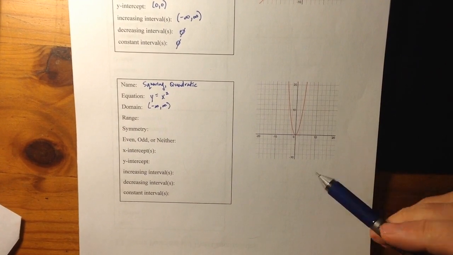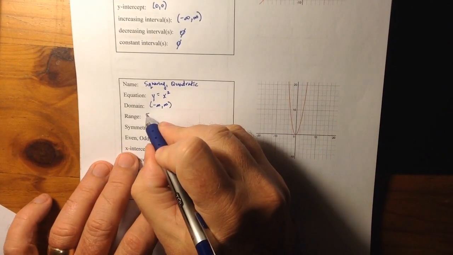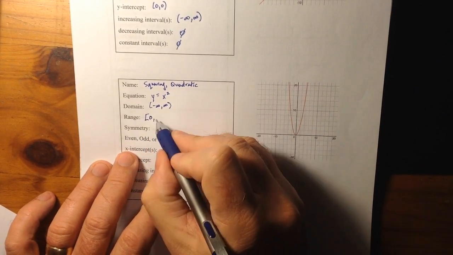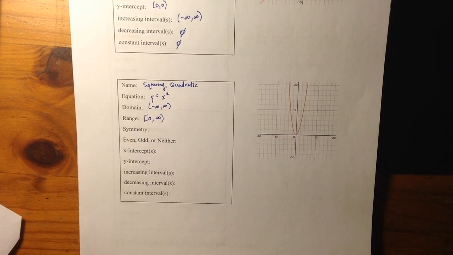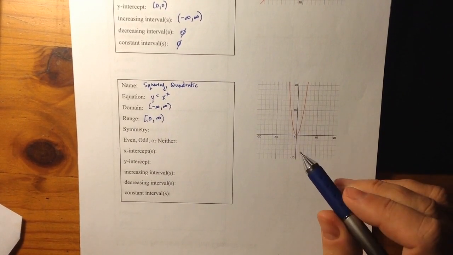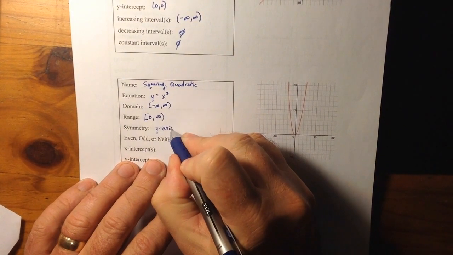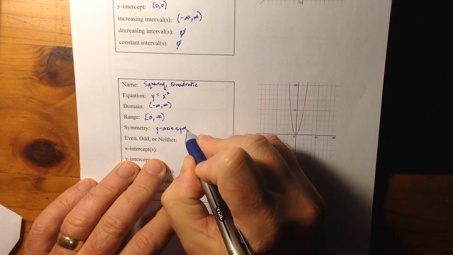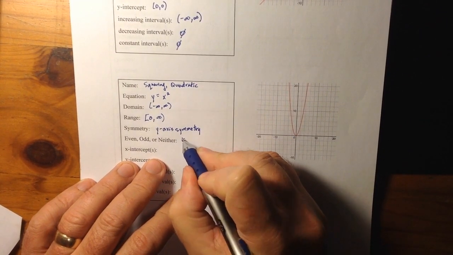The range, however, this does not go down forever. The minimum is at 0. So we're going to put 0 with a bracket to show that the 0 is included, and then it does go up forever to positive infinity. So from 0 to infinity inclusive. This one has symmetry. It has y-axis symmetry. And that makes it an even function.